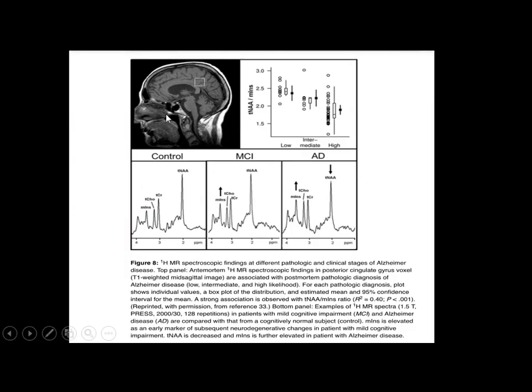This is a case of post-mortem pathological diagnosis of Alzheimer. They put the spectrum over the posterior cingulate gyrus. This is a control patient, showing a normal spectrum. This patient has mild cognitive impairment. The NAA is still normal, but myoinositol is elevated. In this case, this Alzheimer patient shows further increase in myoinositol with decrease in NAA.